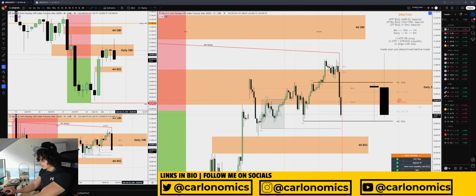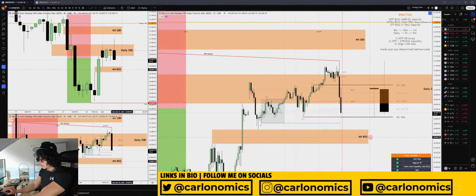So now we're pushing down here. If we're to go lower, then we're likely to go lower just to rebalance this 4-hour. It's busy down here. I'm gonna mark out these 6 a.m. as well.